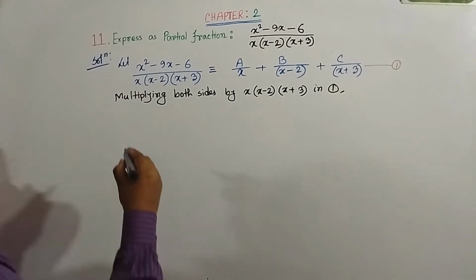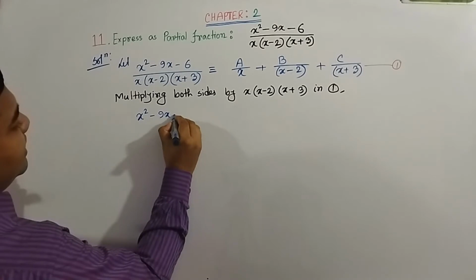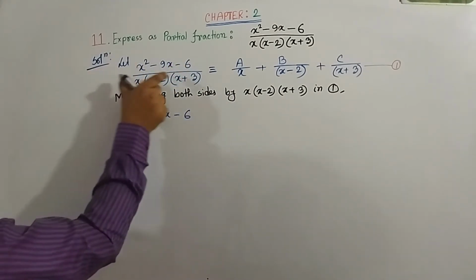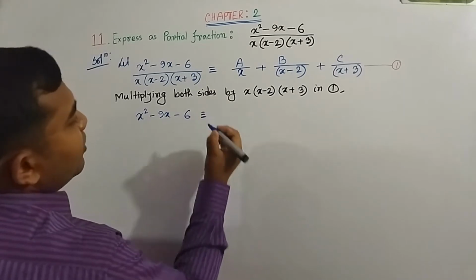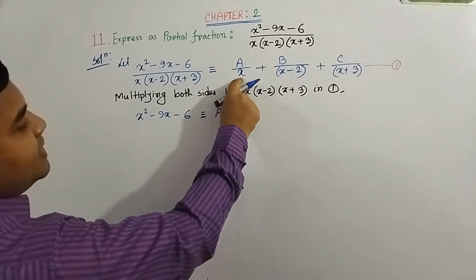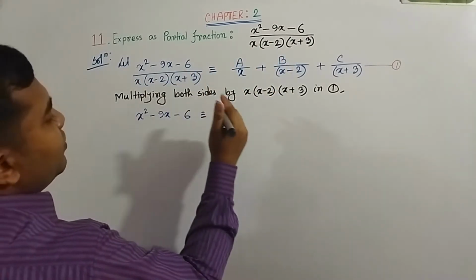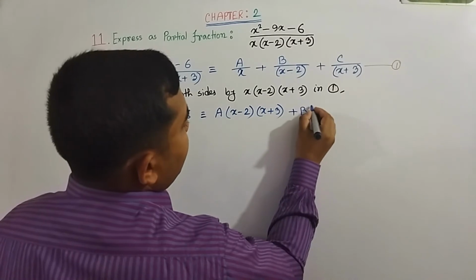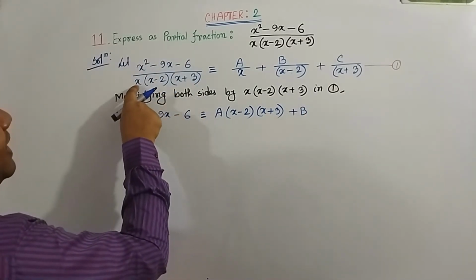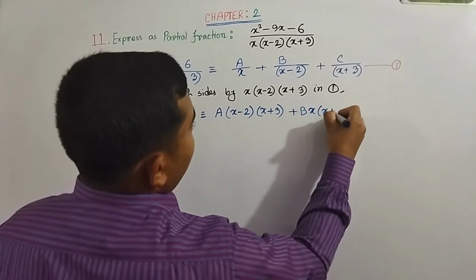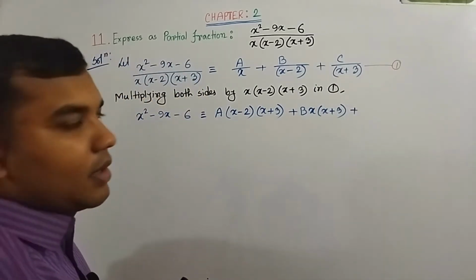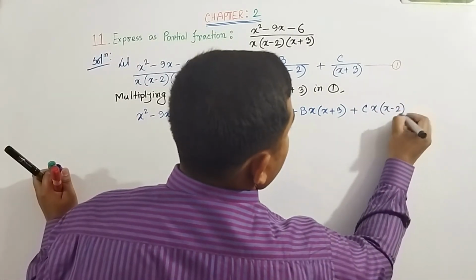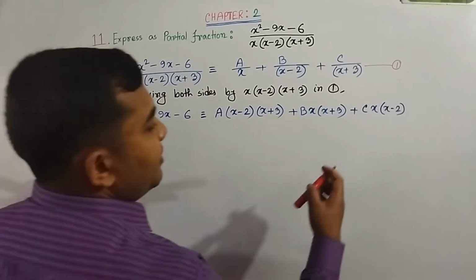By multiplying we get x square minus 9x minus 6, because this part is cancelled by that part, is equivalent to a into x minus 2 into x plus 3, since x is cancelled. Here for b, x minus 2 will not be there, so it should be b into x into x plus 3, and for c, x plus 3 will be cancelled, so c into x into x minus 2 will be there. We write this as our equation number 2.